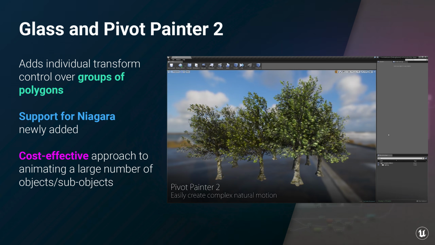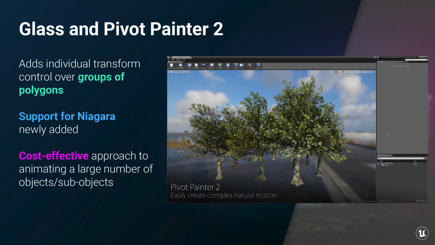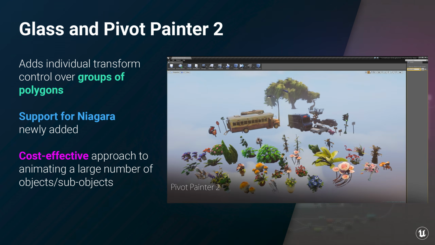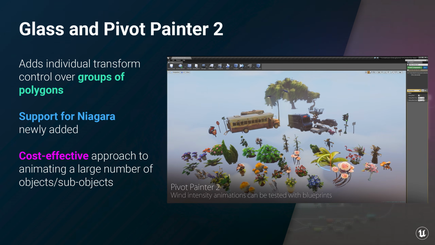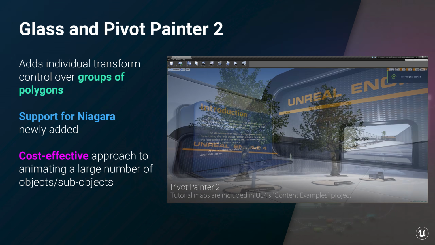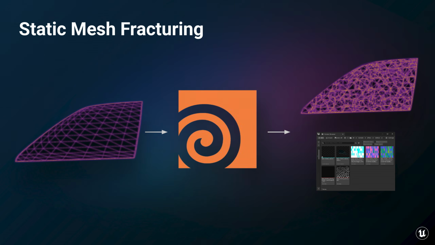For those that don't know, Pivot Painter is a tool that allows one to transform groups of polygons within a static mesh as if they were their own actors. Doing so through the vertex shader allows one to efficiently manipulate a large number of objects at once. We bridged the gap between Pivot Painter 2 and Niagara for this project. Niagara can now transform mesh elements. We next had a focus on breaking the glass.